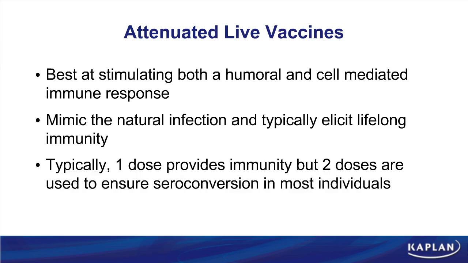Now, one dose usually provides immunity, and what that means is, let's just use MMR as an example. We give MMR typically after 12 months, so between 12 to 15 months of age. That usually provides immunity, but not in everyone. So we always give a booster dose, usually right before the kids enter elementary school or kindergarten, and that usually ensures that they seroconvert, meaning they become immune. Again, that helps most individuals become immune.